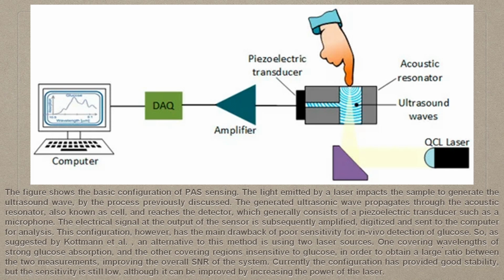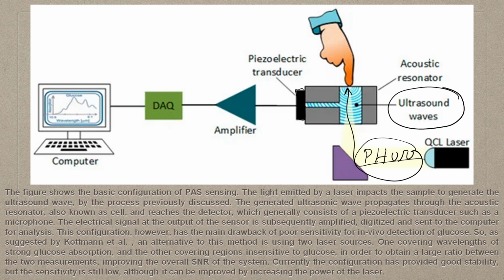If you look at the PAS sensing, here it is. You have the piezoelectric transducer here, you have the ultrasound waves which are being generated. Here you have the laser, so you are throwing the laser here. This is the photo part of this whole process, and here you have the acoustic part, and here you have the acoustic resonator. Depending on the wave which is being generated because of the photons hitting, the ultrasound acoustic resonator creates a specific signal, and what you are doing is measuring that acoustic signal.